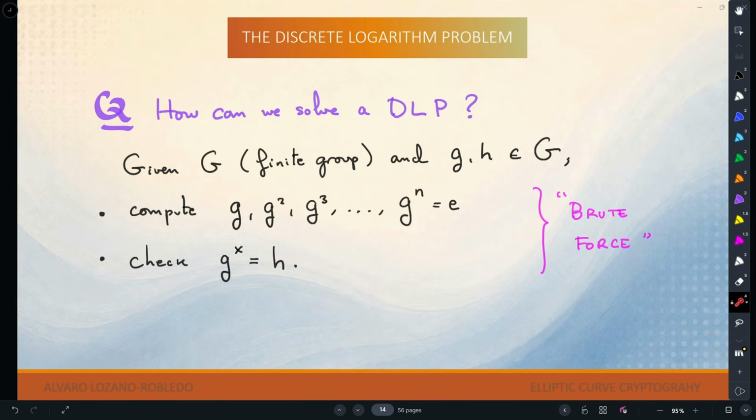So how can we solve a discrete logarithm problem? This is just set up as a discrete logarithm problem over a finite group. We can just brute force it. If G is in a finite group, G will have finite order. So the list of powers of G is finite. And if I want to know when it hits h, I can just start doing powers of G until I hit h. That is the brute force algorithm. But there are better ways.